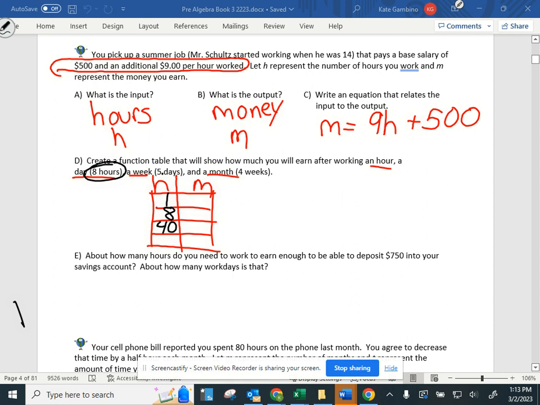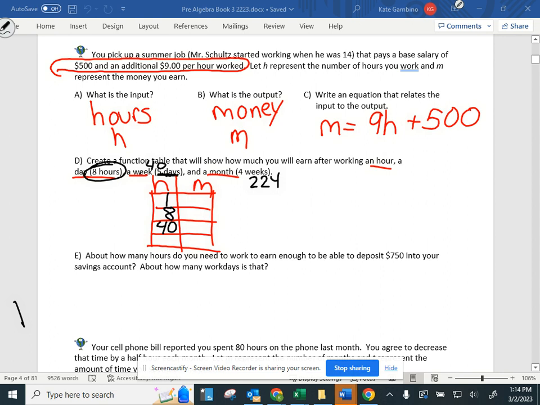Okay, so now I'm working a month. I know a week is 5 days. So a week is 40 hours. And now a month is 4 weeks. So how many hours am I working in 4 weeks, Chris? 24. How did you get that, Chris? I did 4 times 7. Okay, so why did you do 4 times 7? Because there's 7 days in a week.